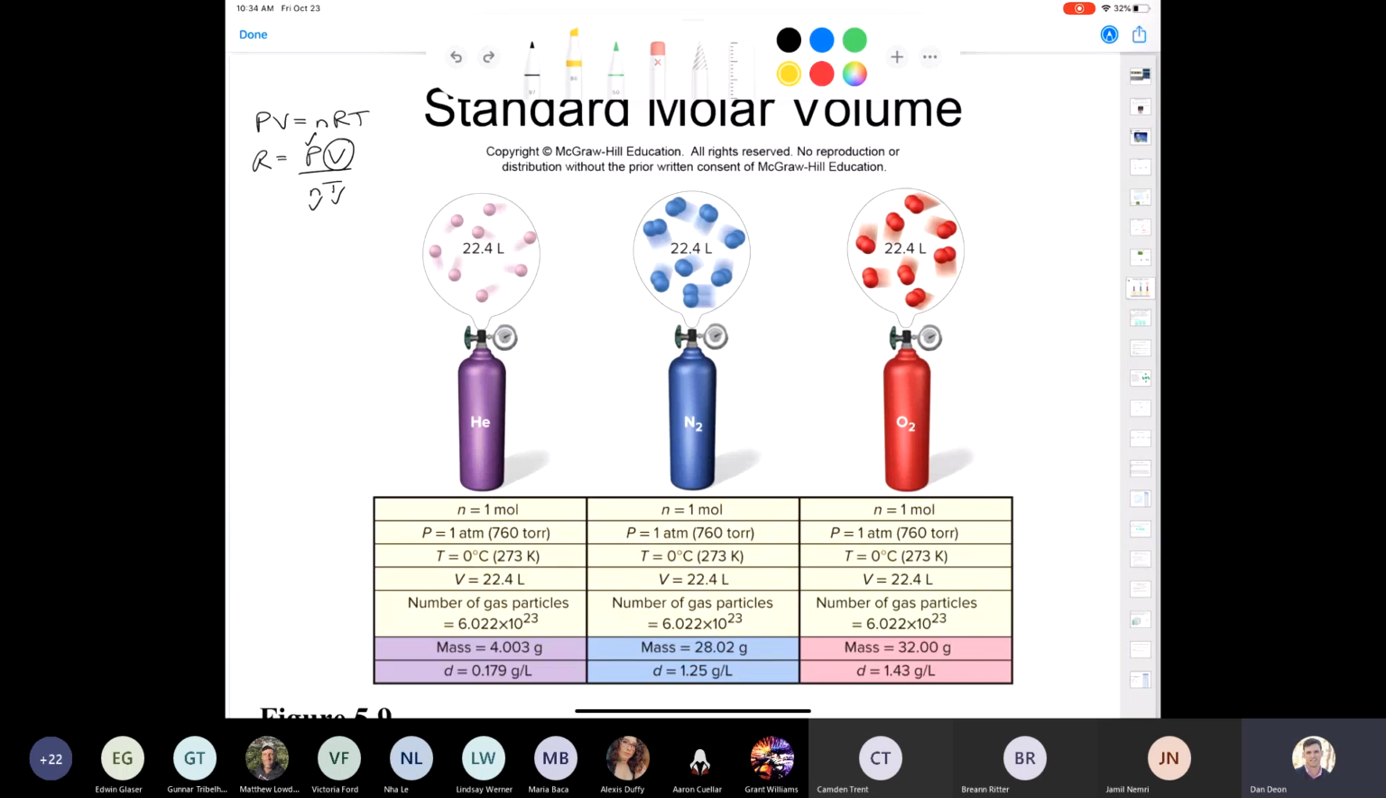Okay? And you need to have this volume memorized. Okay? At standard temperature and pressure, the volume of 1 mole of any ideal gas is going to be equal to 22.4 liters. Always going to be equal to that. Okay? So if we have 1 mole of a gas at standard temperature, 273 Kelvin, standard pressure, 1 atmosphere, and we know that this volume is equal to 22.4 liters, we can plug those numbers in and solve for the gas constant.